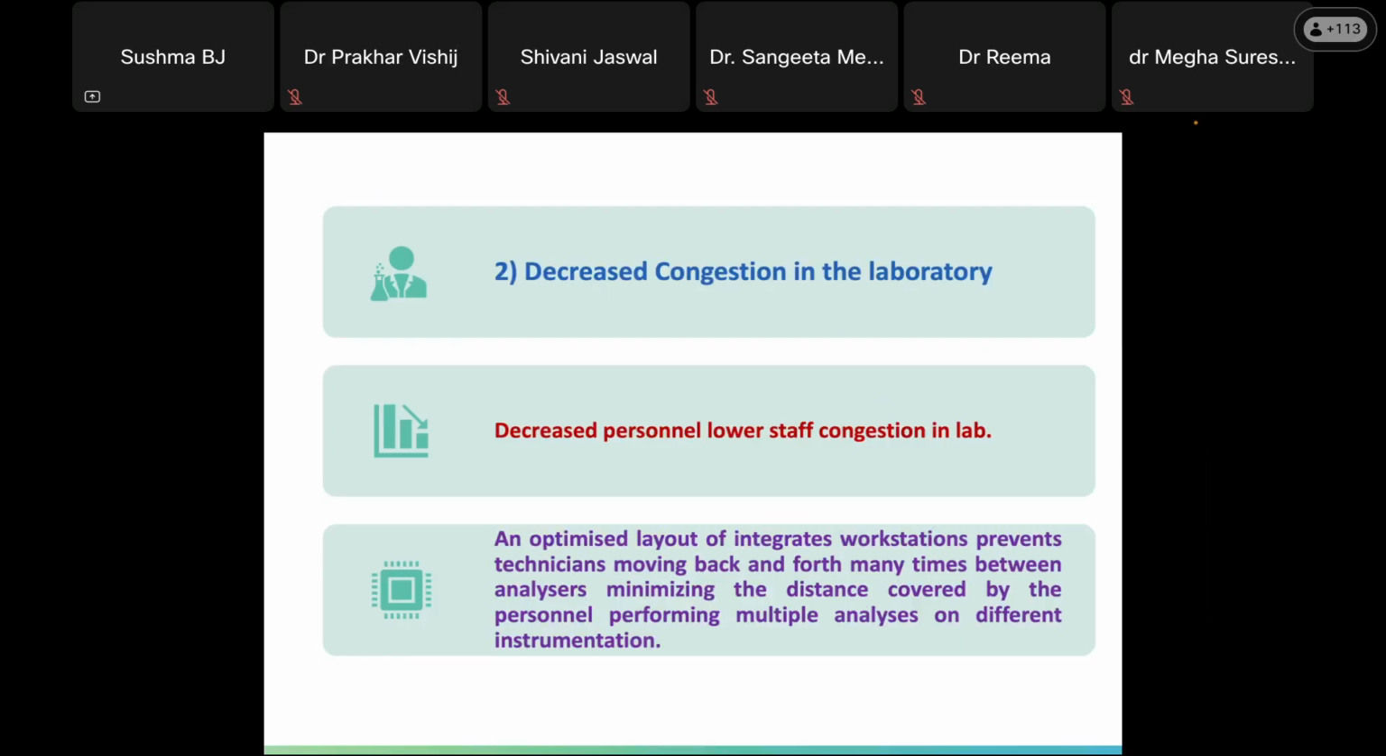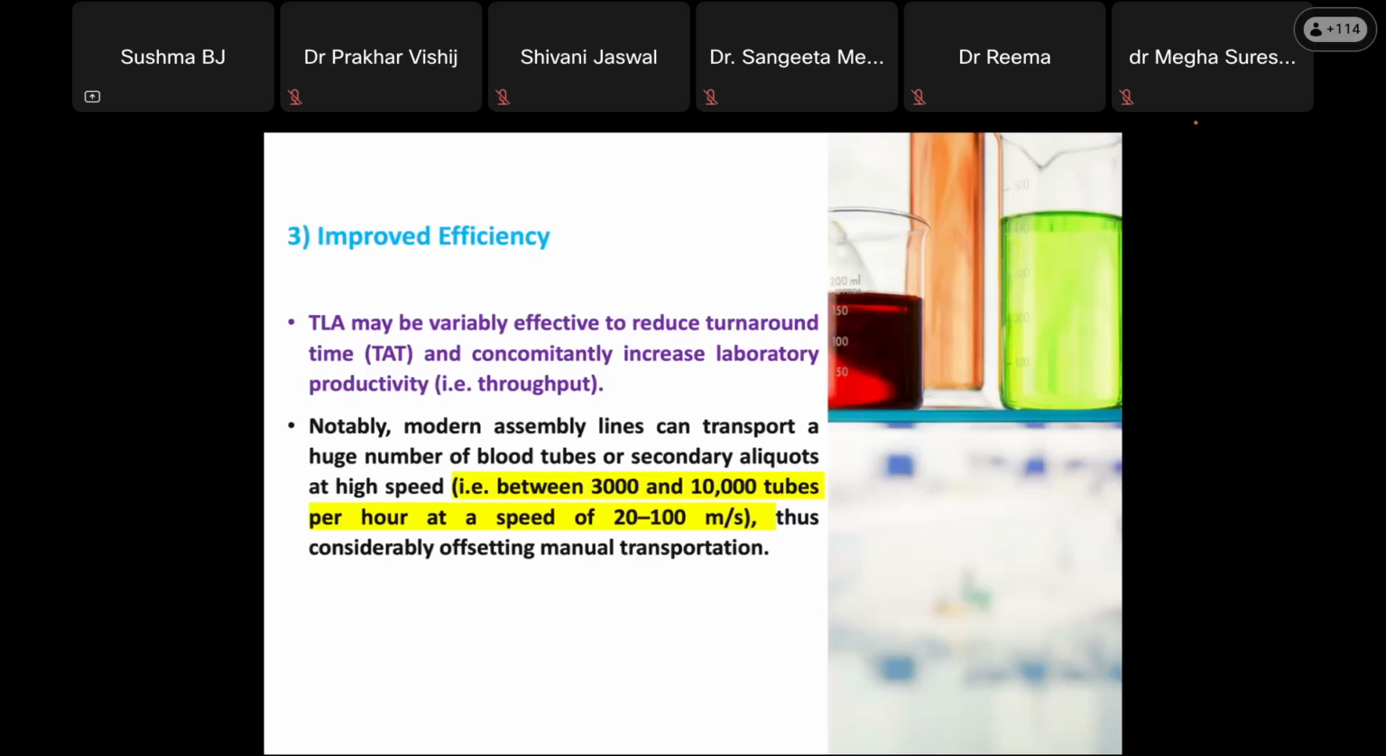Point number two, the advantage is decreased congestion in the laboratory. As the total lab is under automation, the requirement for human power goes down. So there is decreased personnel working in the total laboratory automation, and the congestion in the lab will be decreased. For this, we need to ensure the optimized layout of the integrated workstation prevents the technician from moving back and forth many times between the analyzers, minimizing the distance covered by the personnel who are performing multiple analyses on different instrumentation.